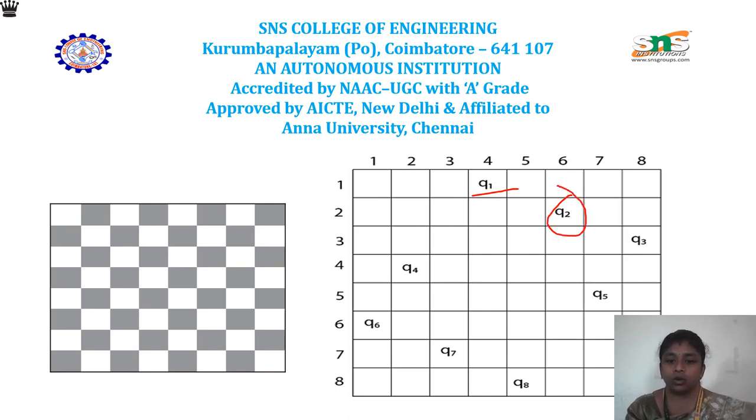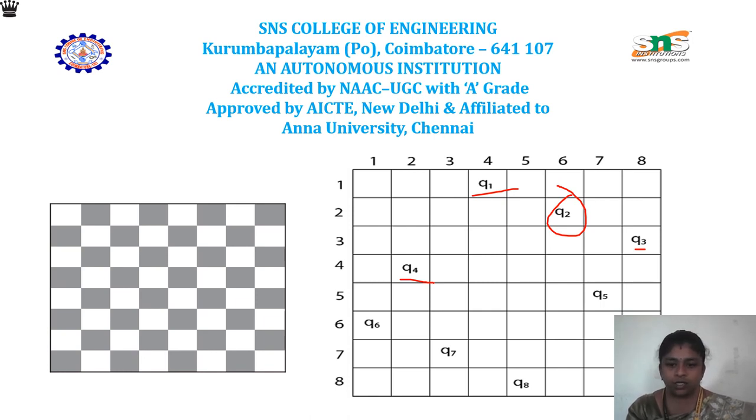Here there are no clashes in rows, columns, and the diagonals also. So now I am placing the second queen here. The third queen I am placing in the third row, eighth column. There are no clashes in rows, columns, and diagonals. And then the fourth queen. See that there are no clashes in rows and columns, and the diagonals also. So I am placing the fourth queen here.